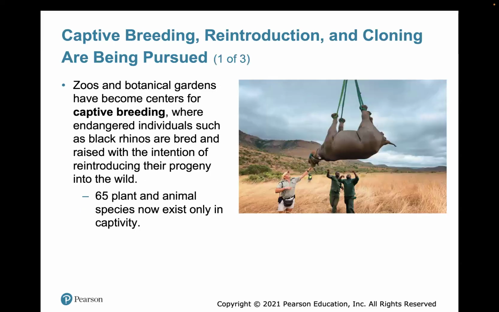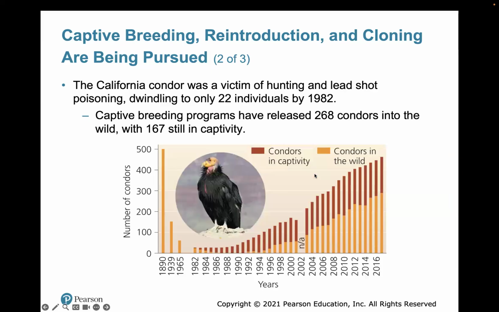So captive breeding is something that's being done in the zoos and botanical gardens for the species that are endangered. They are being bred in captivity. And once that's done, they go back and take them to their natural habitat and reintroduce them. So that's something else that they're working on.